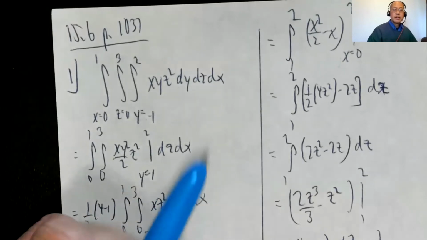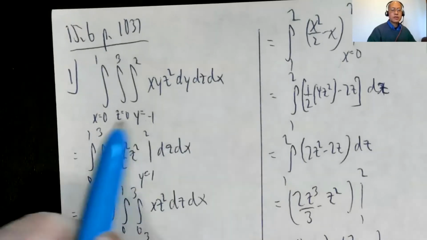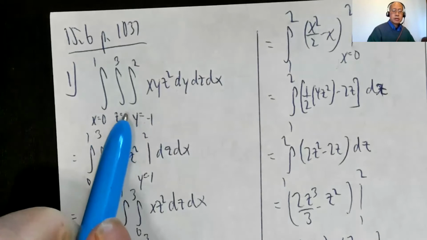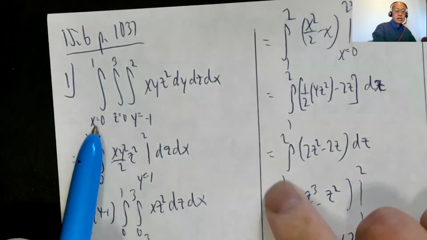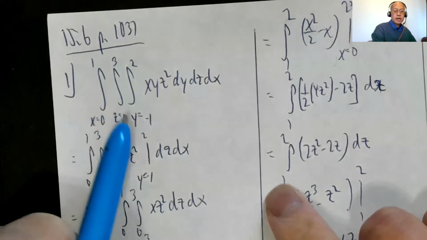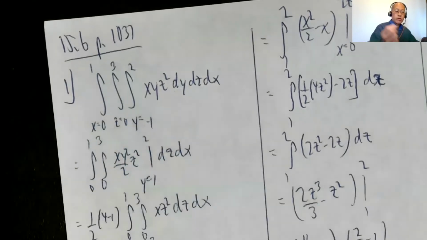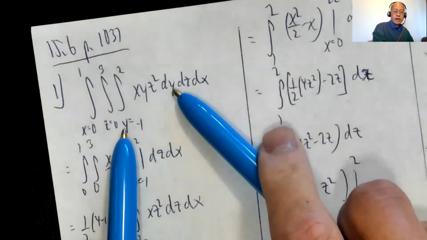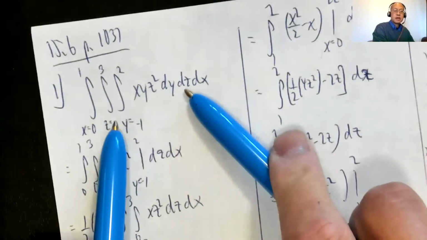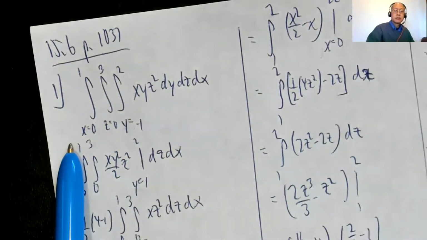So number 1, they tell us to integrate dy, dz, dx for the example problem. They didn't give me this, so the original problem just said 0, 1, 0, 3, -1, 2. You work your way out. In other words, these are the limits for y, then these are for z, and then this one is for x.